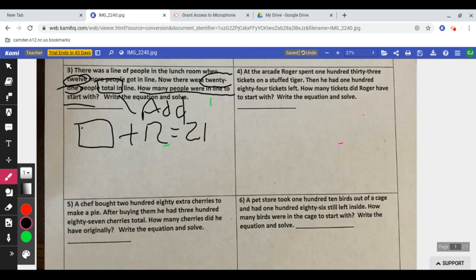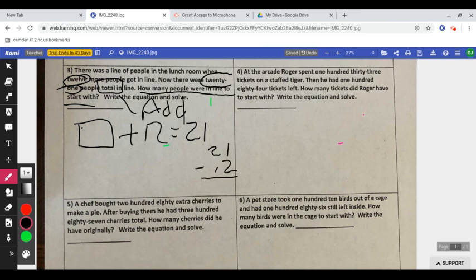Now, I'm looking at that box, plus 12 equals 21. Do I need that number in the box to be big or little? Yes, I need it to be little. How do we make numbers little? We subtract them. So I'm going to show my work by 21, take away 12.